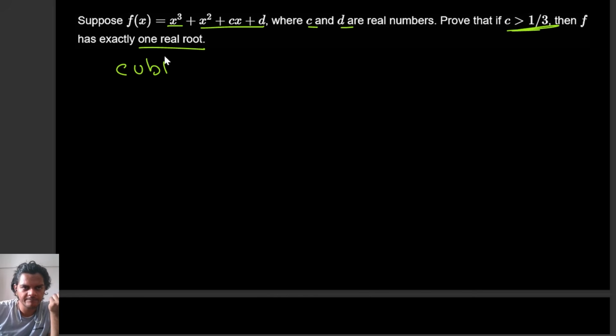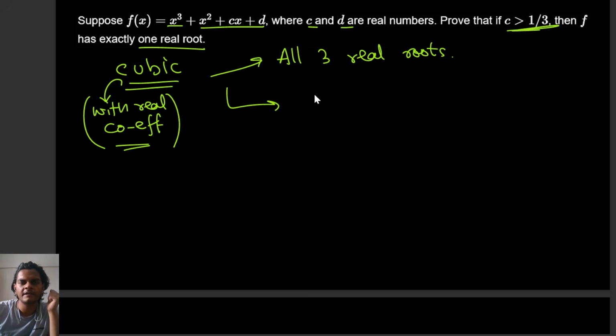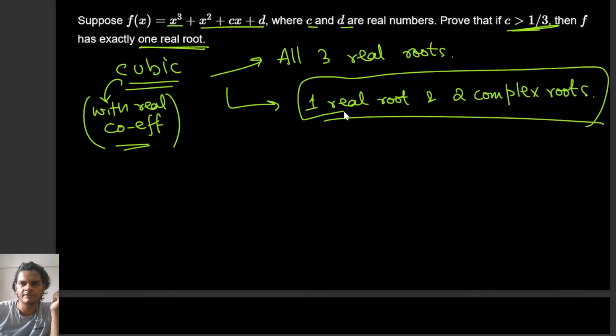So in a cubic, either it has all three real roots, so cubic with real coefficients I'm talking, right? All three real roots, or it can have one real root and two complex roots. And our question is asking exactly one real root. That means we want this to happen. So when does this happen?